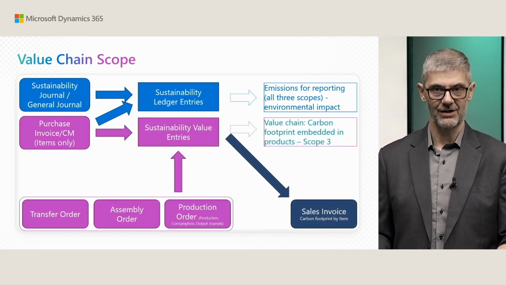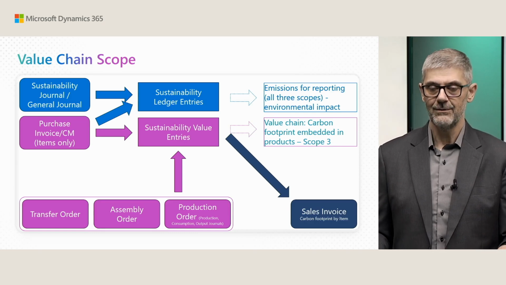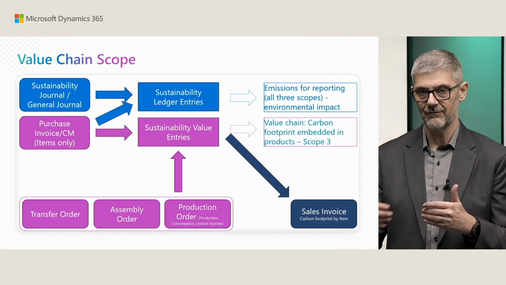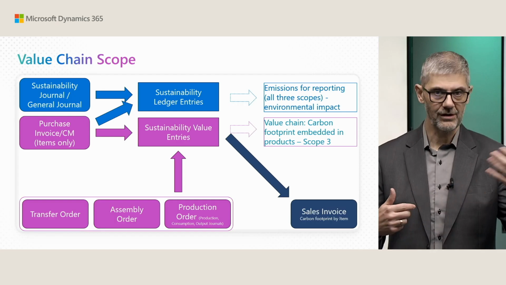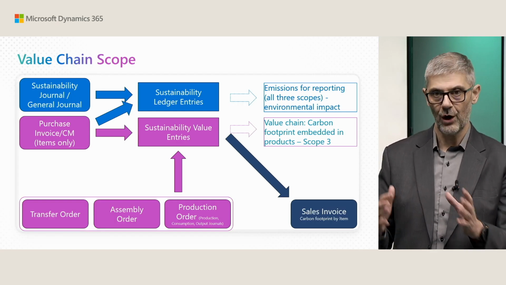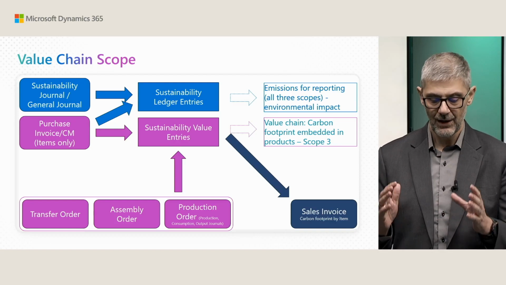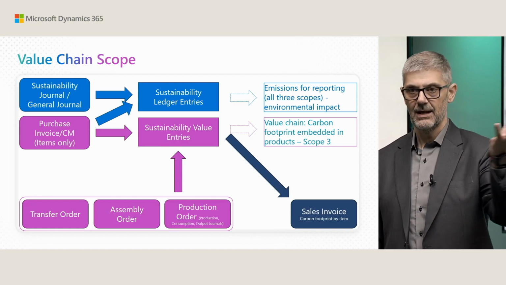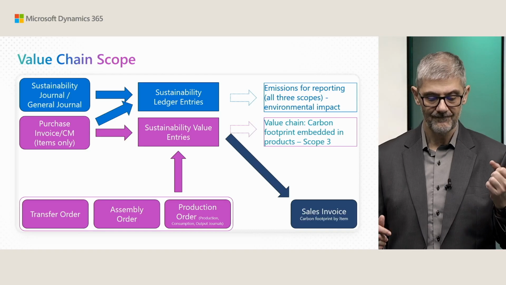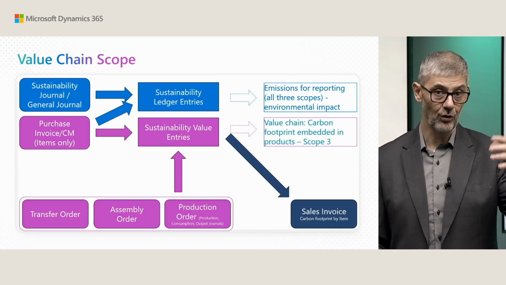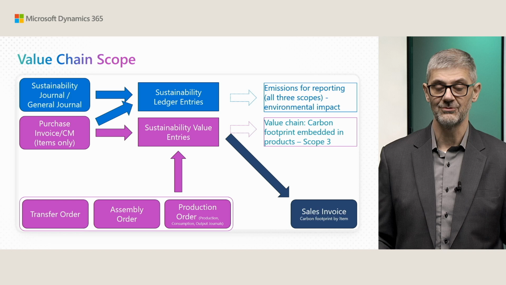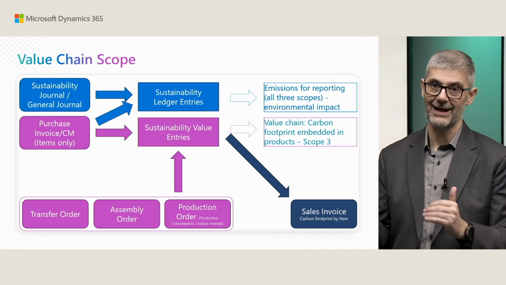So now we have sustainability value entries. This is something new, and we want to track the same way as we are tracking costs with value entries. Now we have sustainability value entry. What do we have there? We have inbound emissions, at this moment only from items. So at this moment we do not support item charge. This is something that will come next wave.